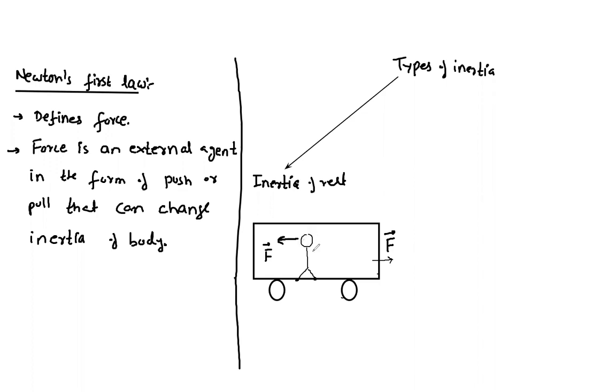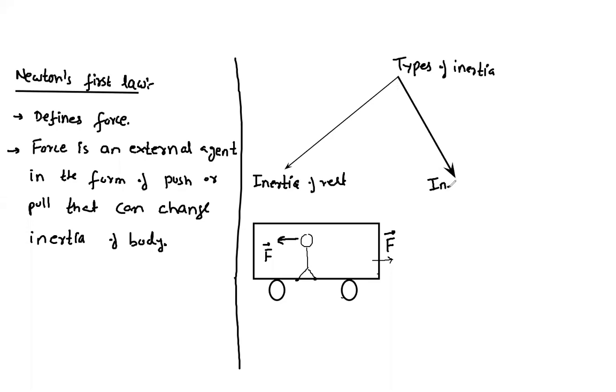So the upper part will try to maintain its inertia of rest. The upper part stays at rest, the lower part comes in motion, so this man will experience a backward push. This is an example of inertia of rest. Not just a car, in any example where initially your body was at rest and then it comes in motion, the body will experience a backward push, and that backward push is due to inertia of rest.